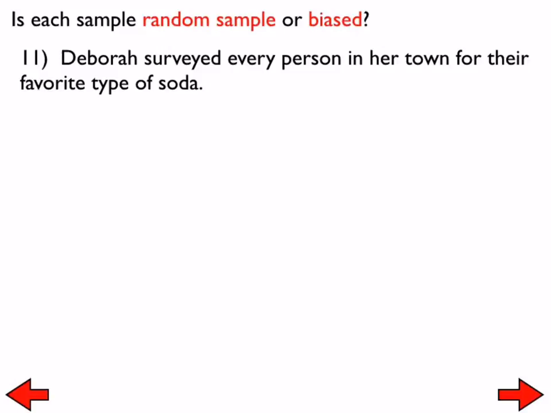Number 11, Deborah surveyed every person in her town for their favorite type of soda. There was some good conversation about that one where a few of you were focused too much on random. You have to think about what random sample means. It means it's representative of the whole population. If you interview everybody in the town, you have a representation of the whole population. So therefore, that is a random sample.